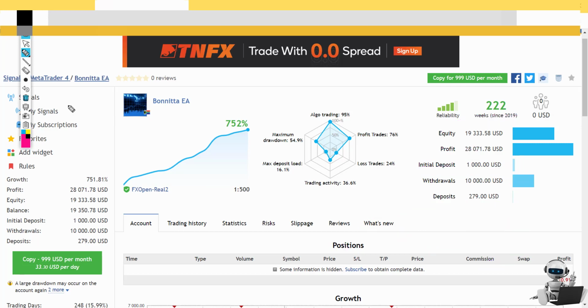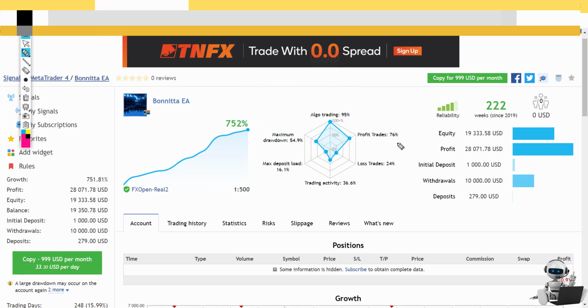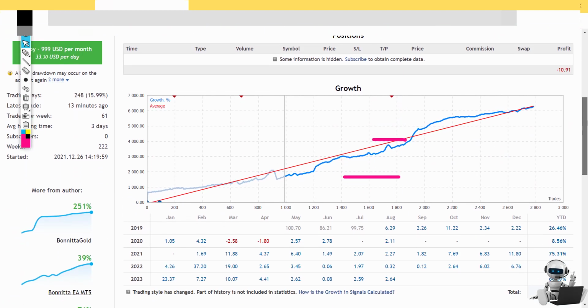However, you can see the gain is 752%. That is very impressive, but the drawdown is almost 54%. As I told you before, the anticipated drawdown could be 50% because there will be some higher risk with the EA. The accuracy is 67%, losing trades 24%. That's very good. However, let us see the data.